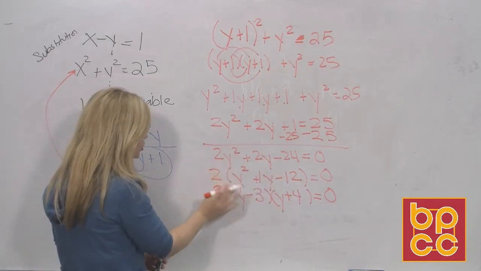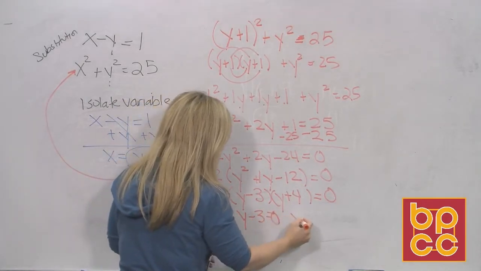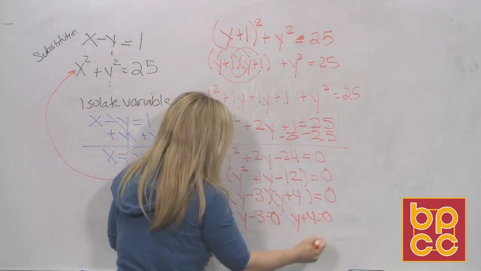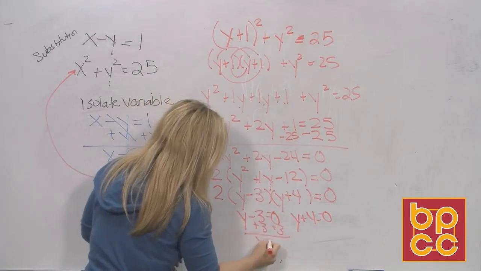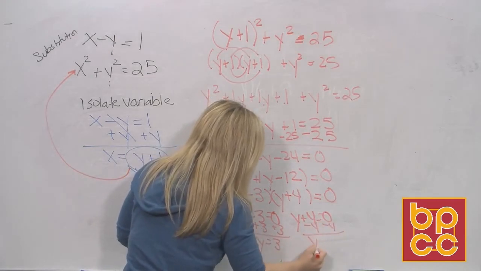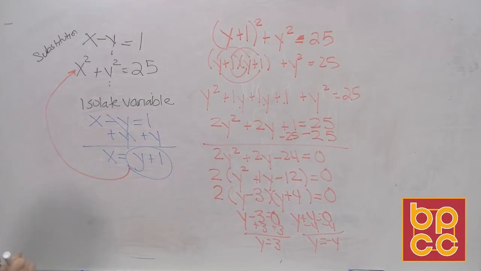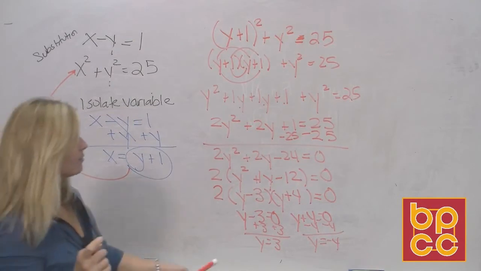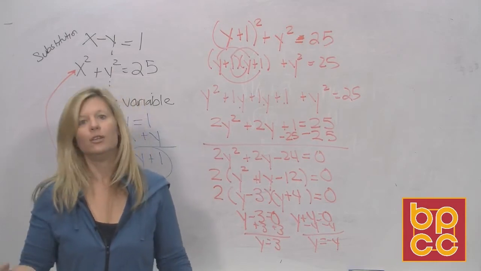So now that it's useless because it doesn't have a variable, our 2 equations are y minus 3 equals 0, y plus 4 equals 0. We solve each. We add 3, y is 3. We subtract 4, we get y is negative 4. So now you have 2 solutions for y. Are you guys done? No.